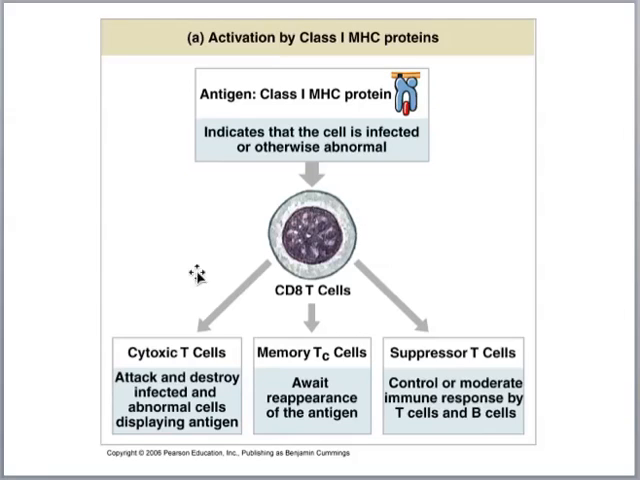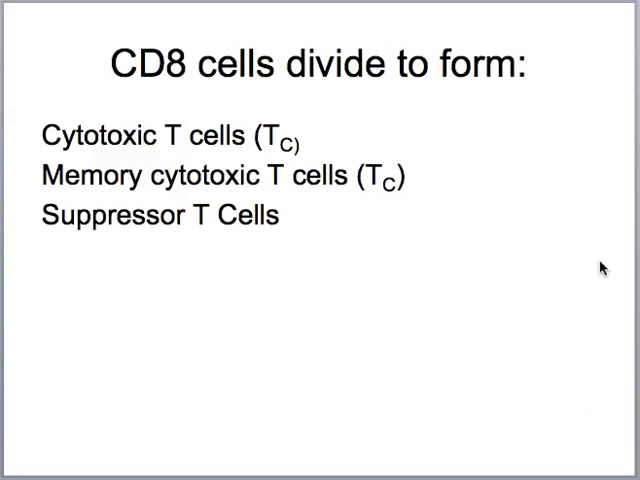Okay, this is a picture showing you this process of the activation of the CD8s. So this is the CD8 T cell activation by an infected cell, and it tells us that we get the cytotoxic T cells, we get memory T cells, and we get suppressor T cells. Remember, CD8s will divide to form cytotoxic T cells, or T sub C, memory cytotoxic T cells, and suppressor T cells.